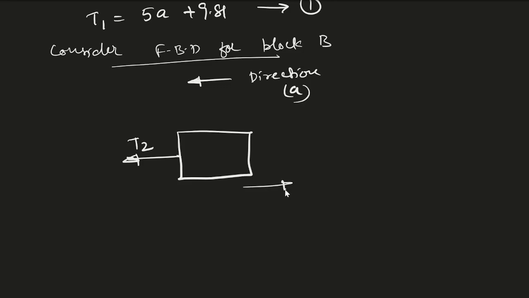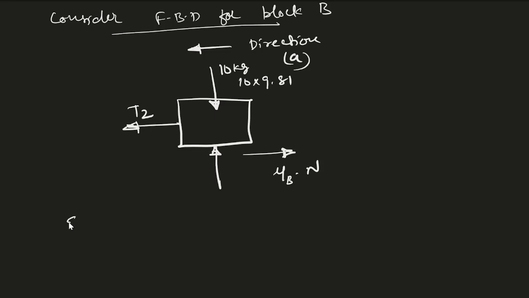Here we'll have the frictional force, mu B times N. We'll have the normal force, the normal reaction. We'll have the weight also acting downward. The weight of block B, which is 10 kg, is 10 into 9.81. We will get 98.1.